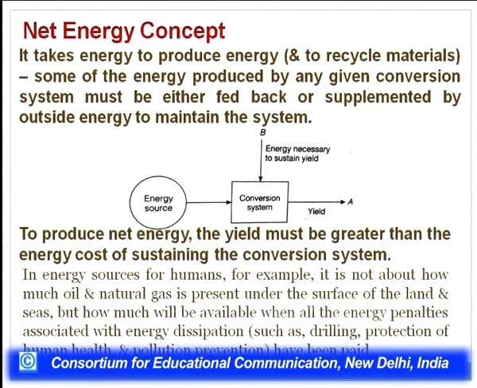So in energy sources for humans, for example, it is not about how much oil and natural gas is present under the surface of the land and seas, but how much will be available after the energy penalties associated with energy dissipation, such as drilling, protection of human health and pollution prevention, have been paid. So whatever energy is produced from the oil and natural gas, it should consider the energy that is expended to produce that energy, and that net energy should be in the positive, should be in a plus sign.